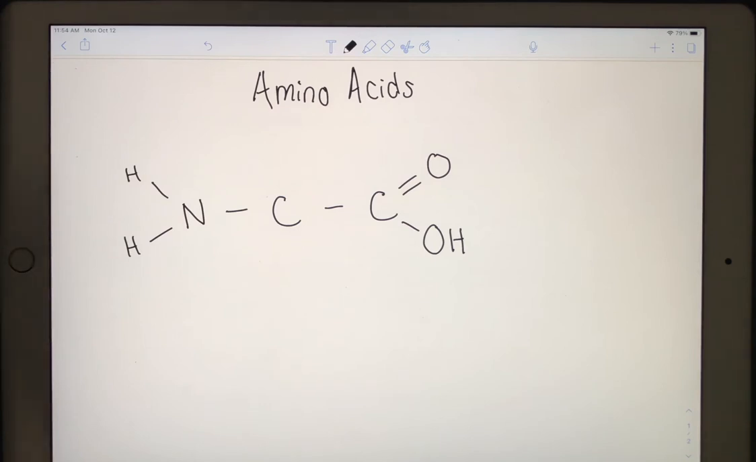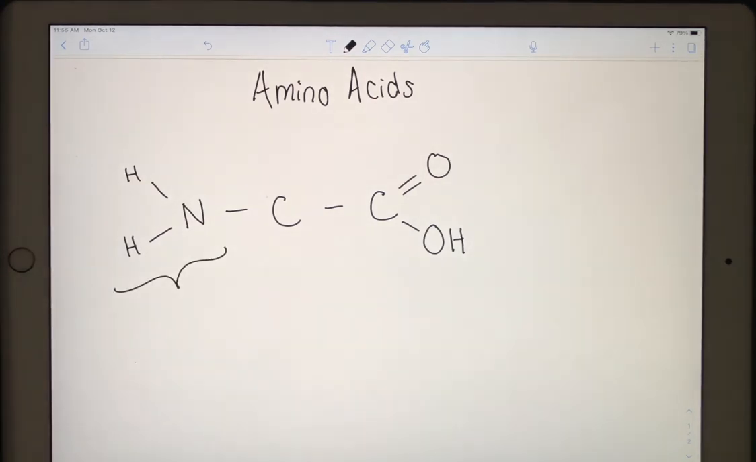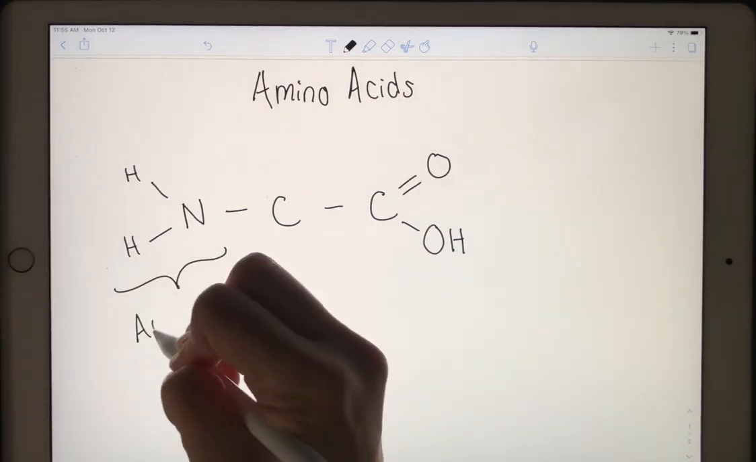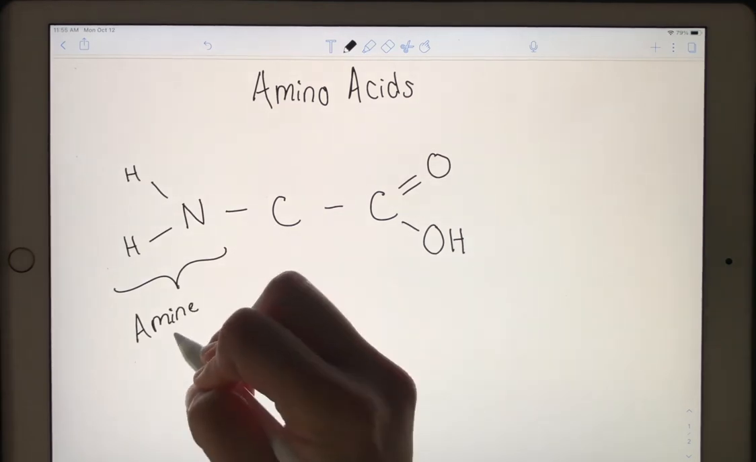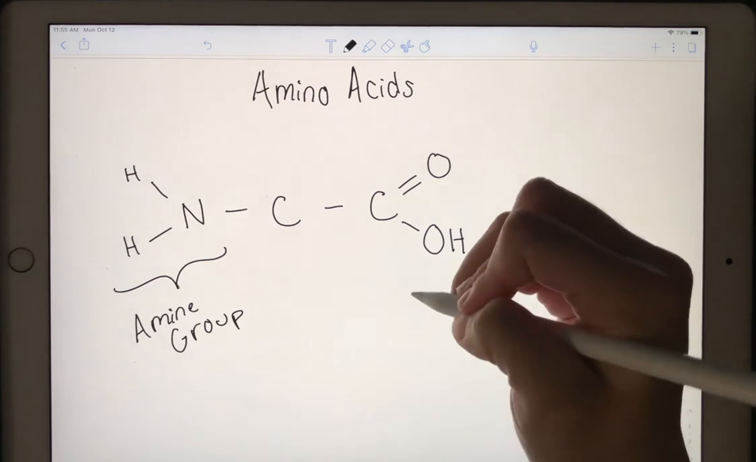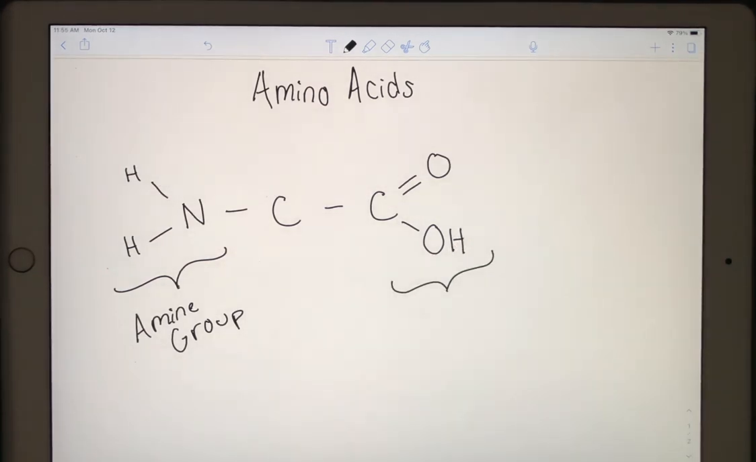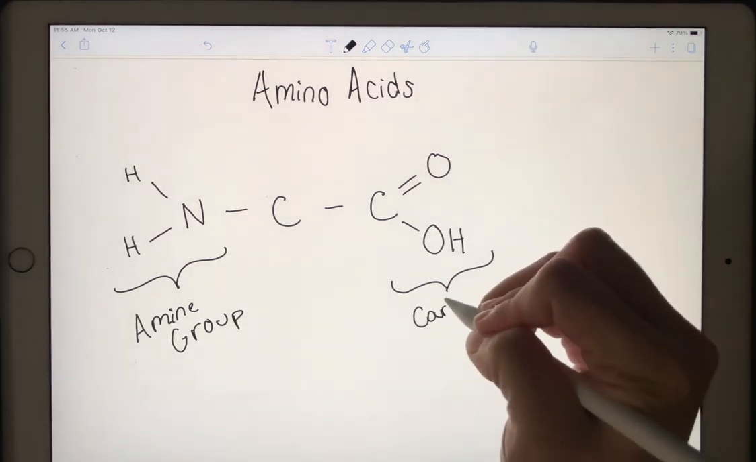But now let's go into a little bit more depth about what we have going on here. So this nitrogen over here that's connected to two hydrogens, we call that our amine group. And that's where you get that name amino acid from. And then over here, attached to our carbon, with the double bonded oxygen and the OH group, we call that a carboxyl group.